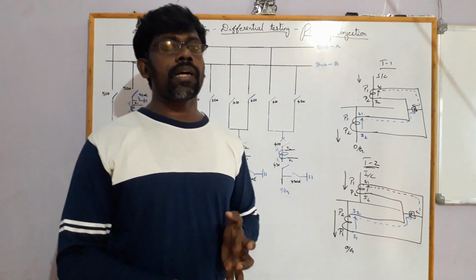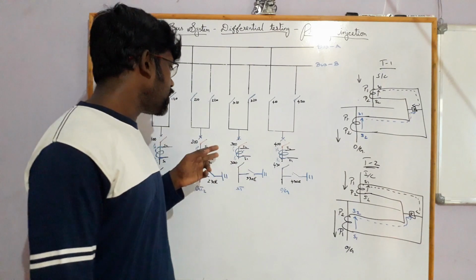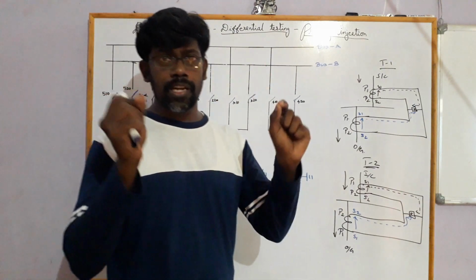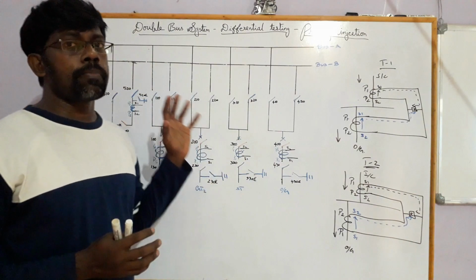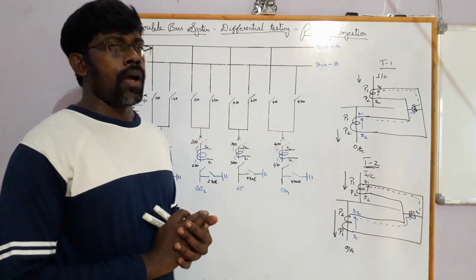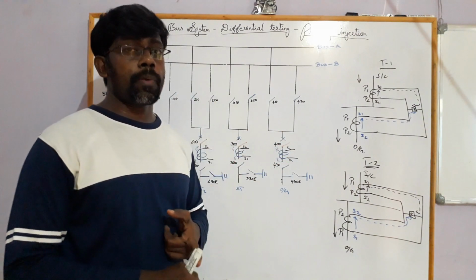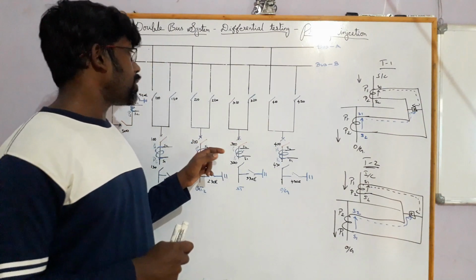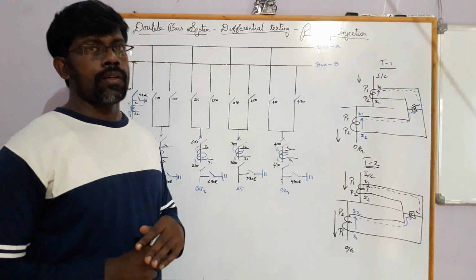Second, we have to check the continuity test, that is from the CT secondary to the relay. We have to check the continuity before going for primary injection. And we have to check the star point earthing. All the star point earthing is towards the object.